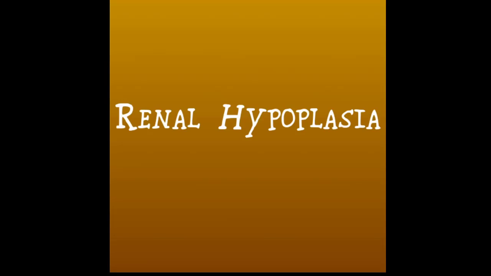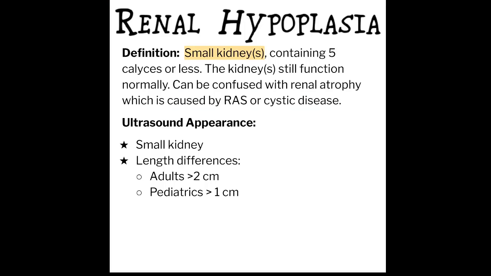Our next anomaly then is renal hypoplasia. Again, breaking down the word, hypo means smaller, plasia means building of, so small building or small kidneys. The true definition of renal hypoplasia is that the kidney is going to contain 5 calyces or less. Our normal kidneys are going to contain around 13 calyces. So we're just going to have a small, petite kidney.